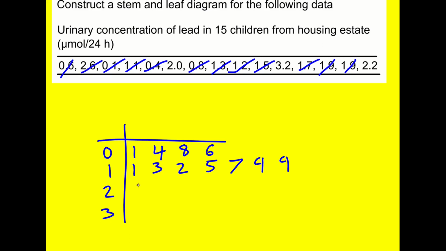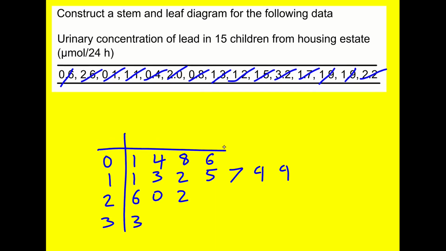Then I've got a 2.6. I've got a 2.0. I've got a 2.2. And I've got a 3. And I just need to make my key.